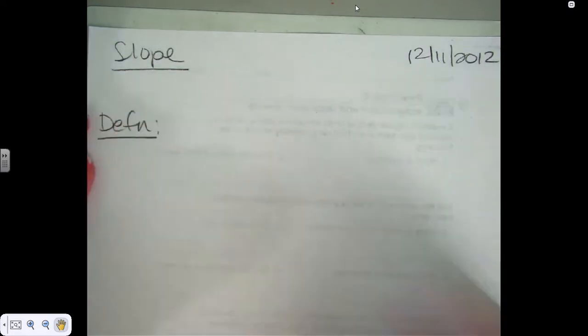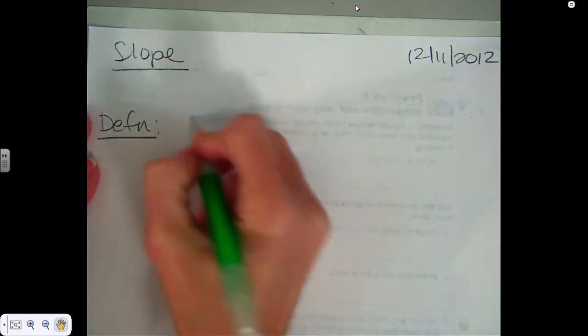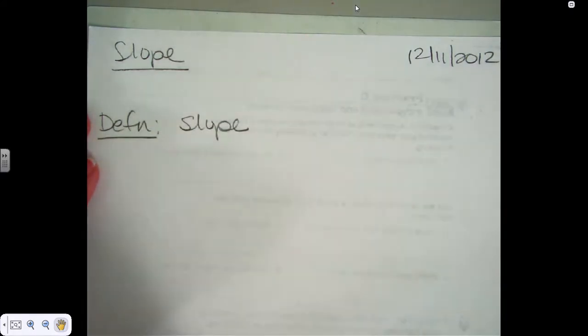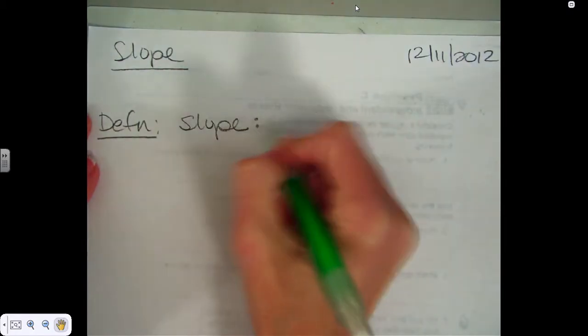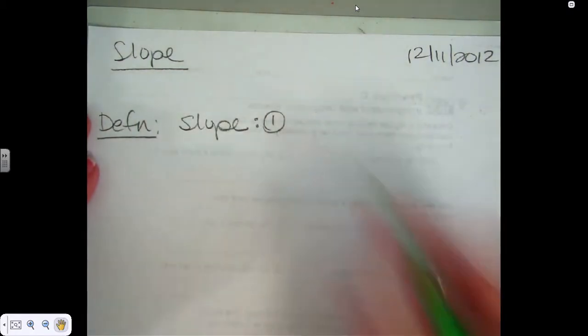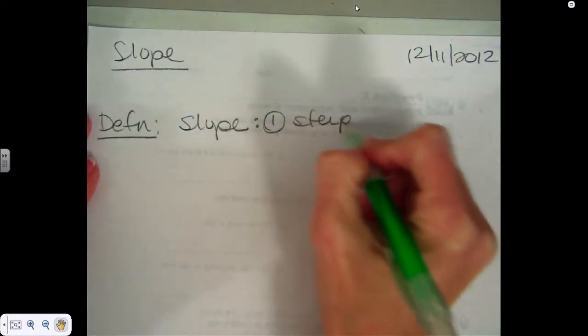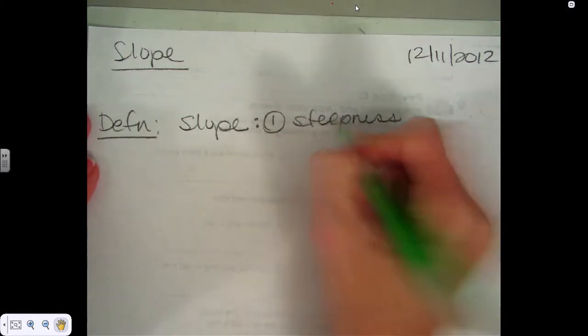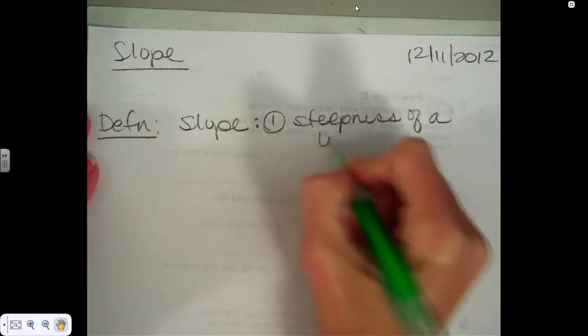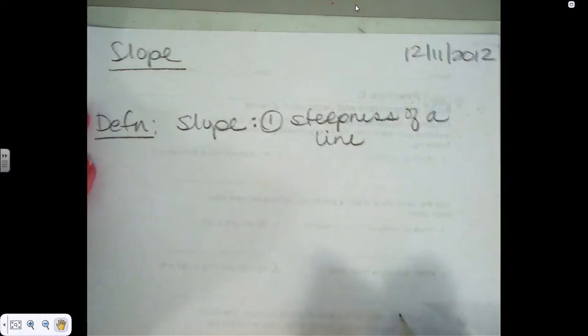Okay, well first of all, let's define slope. And I know you've heard of it. You've talked about it in other grades, and maybe in science. Slope, I can define in three ways. First, it's the steepness of a line. How steep a line is, is its slope.